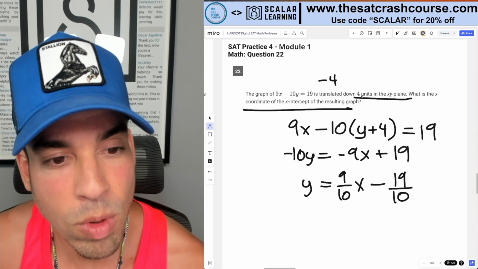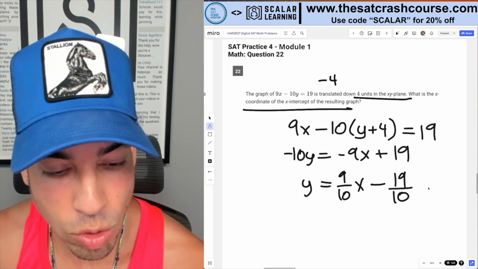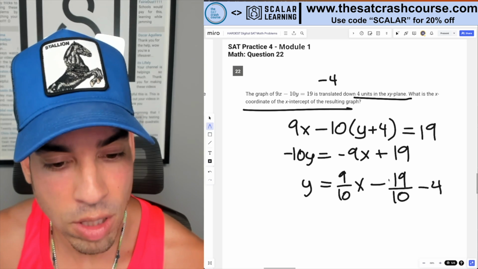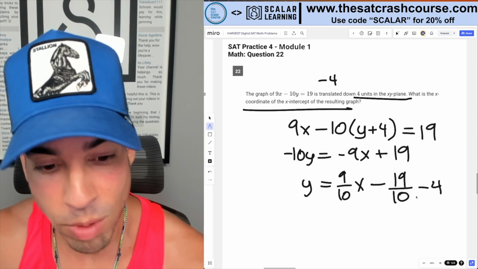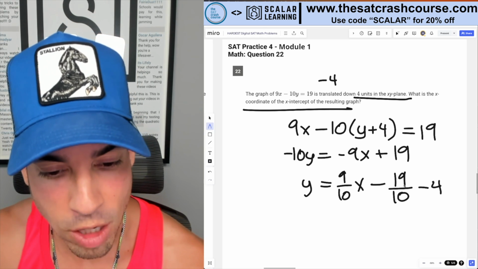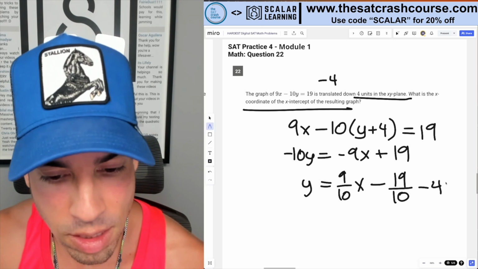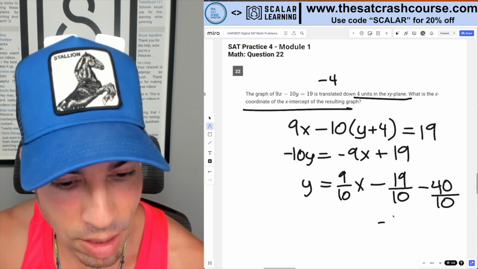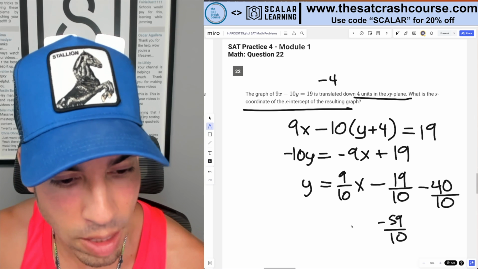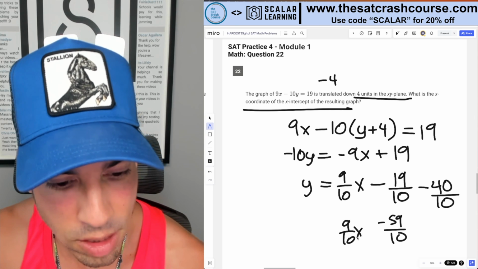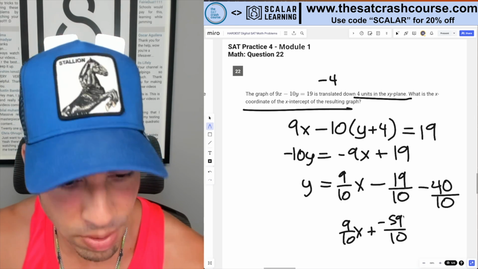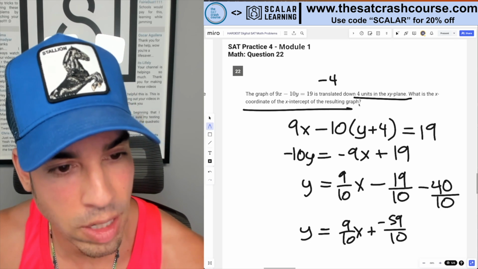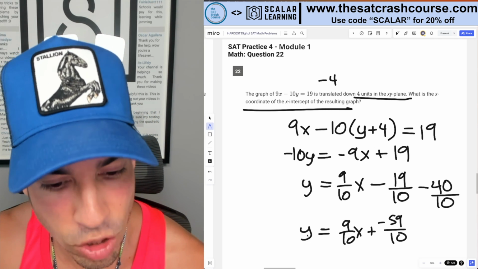Okay, now we want to shift this down by 4 units. So what I'm going to do is I'm going to minus 4 here, right? Literally, now we can subtract 4. Now we're going to be good to go. So here's the original y-intercept. We're moving it down by 4. And this is the same as negative 40 over 10, right? So that's going to be 9/10 x plus negative 59 over 10, or minus 59 over 10 equals y. And to get the x coordinate of the x-intercept, I plug in 0 for y.